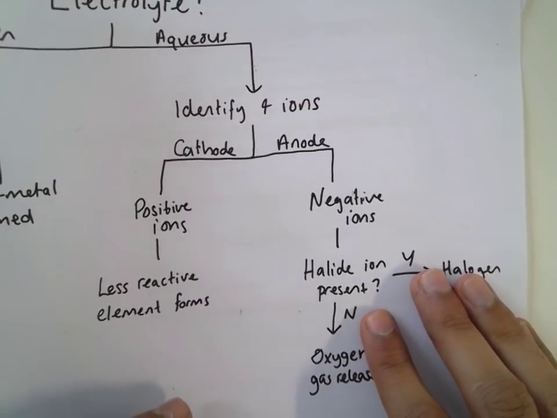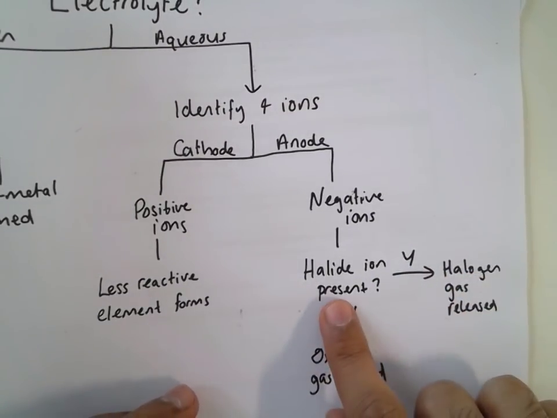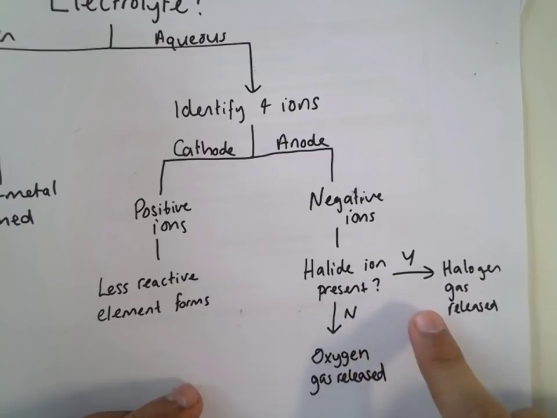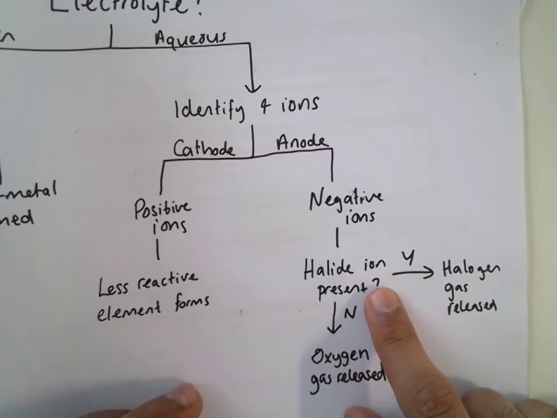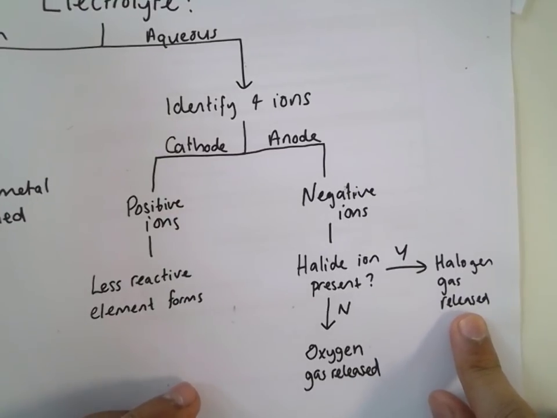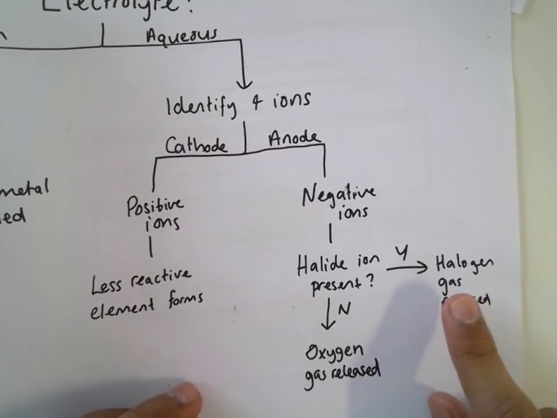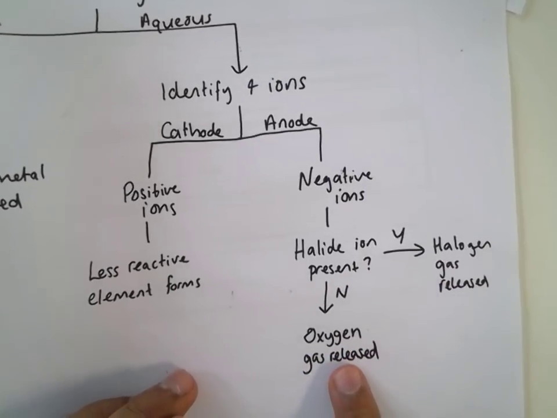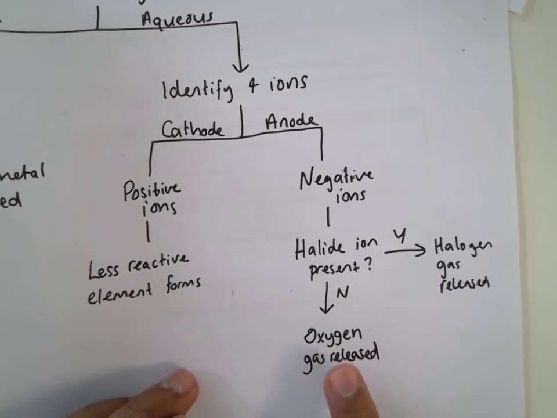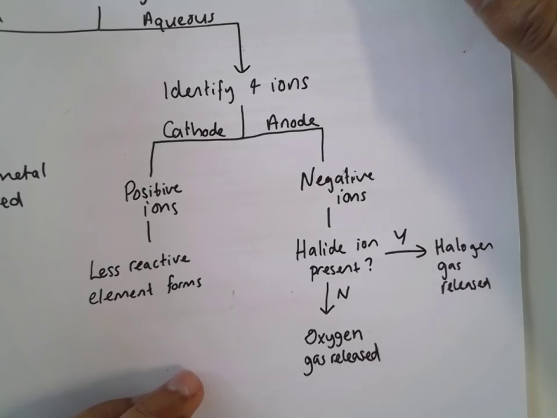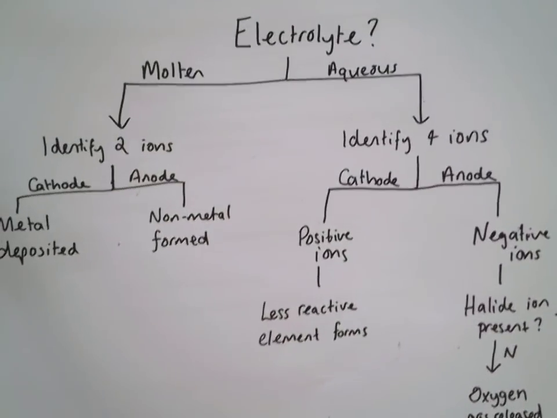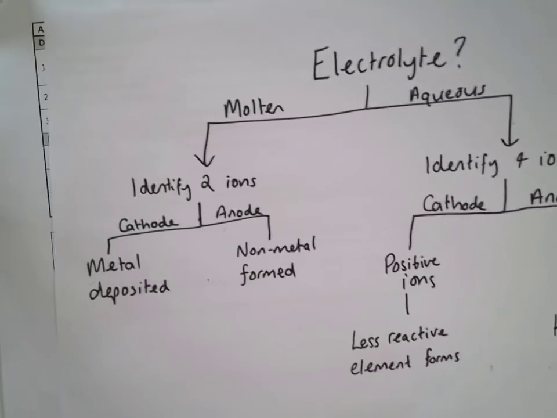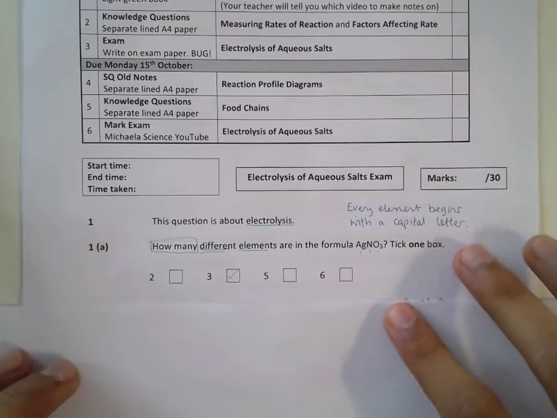So, which one of those will be discharged? If you have a halide ion present, which means Cl-, F-, I-, then you will form the halogen gas, I2, Cl2, Br2, etc. If not, then your hydroxide ion will be discharged and form oxygen gas. This is essential knowledge for you to be able to answer these types of questions. So let's move on to question 1.